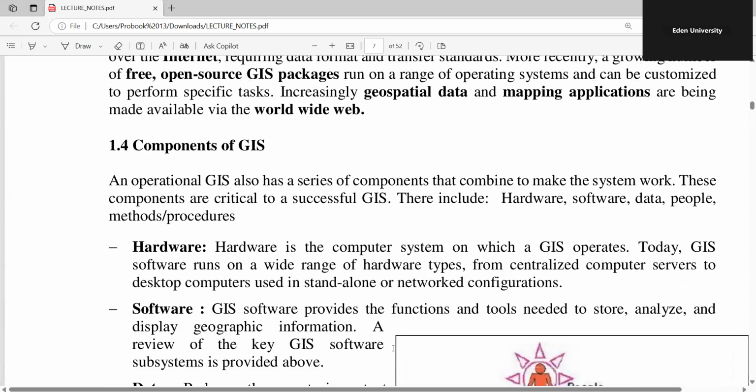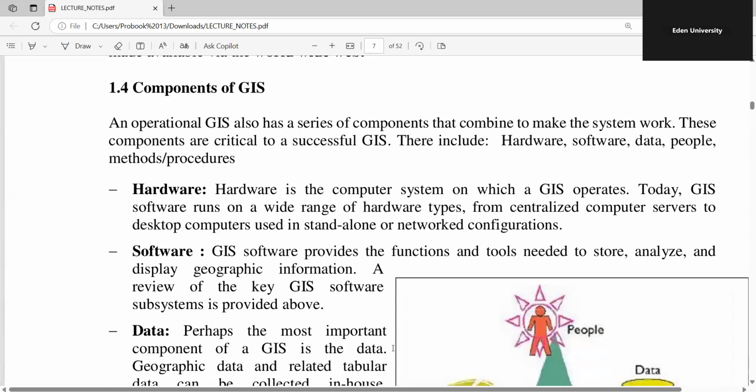I'll go to the components of GIS. GIS has a number of components. An operational GIS has several components that you can combine to come up with the system. And the following are the components.